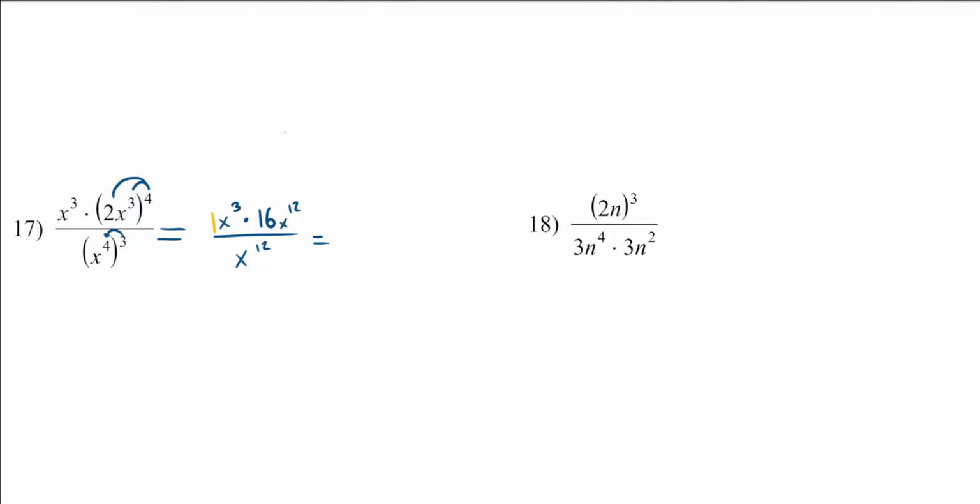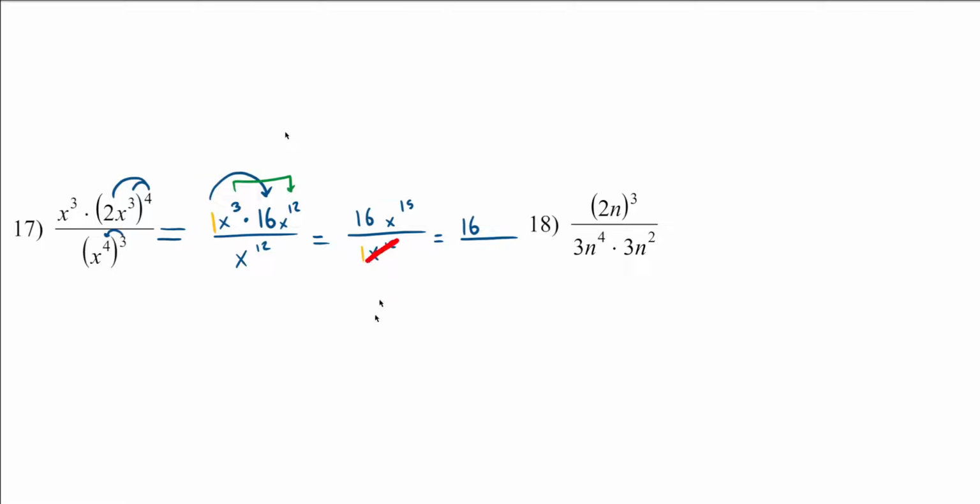There's an invisible 1 next to that x, so actually, multiply first, right? 1 times 16 is just 16. And then 3 plus 12 is, that's right, 15. There's the top. There's the bottom. Technically at 1, right? All right. And now reduce. 16 and 1, well, I know that that's just going to be 16. 16 divided by 1 is 16, so I'll put the 16 on top.